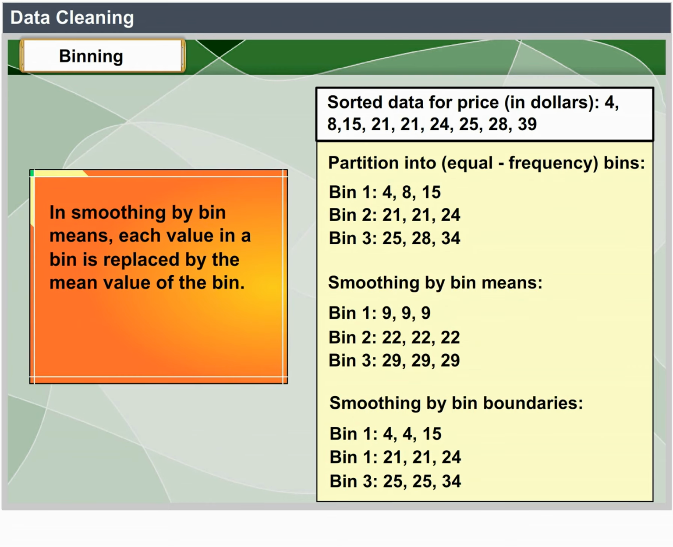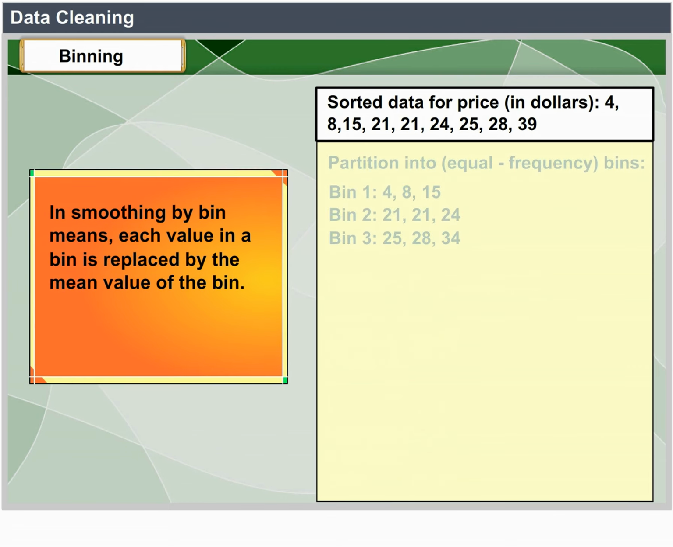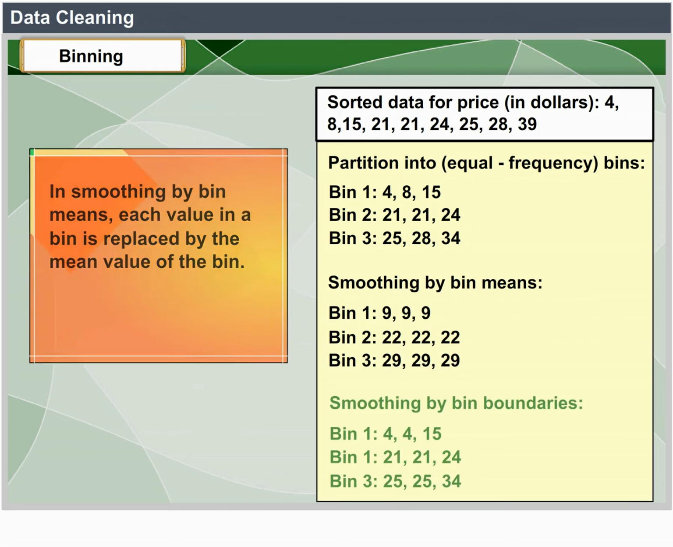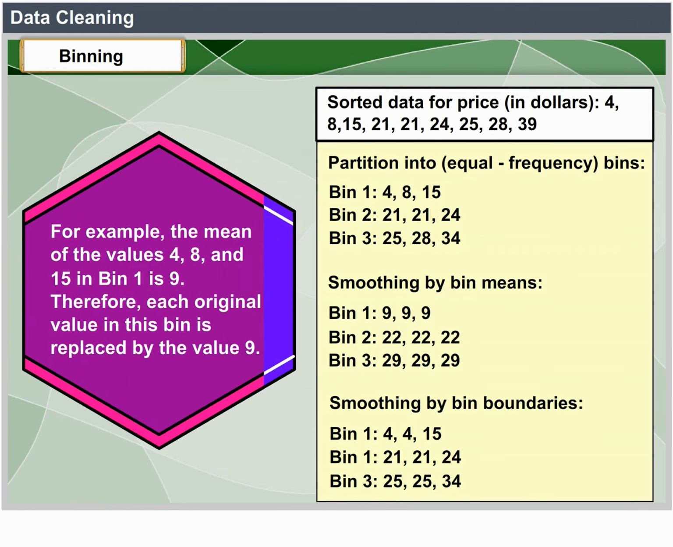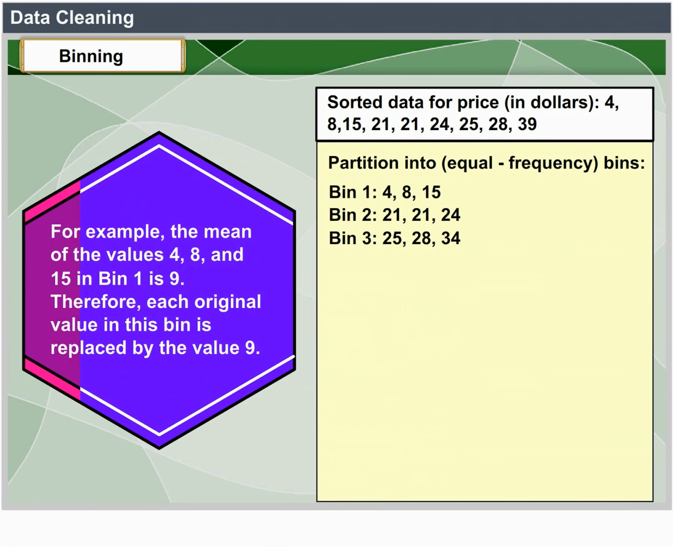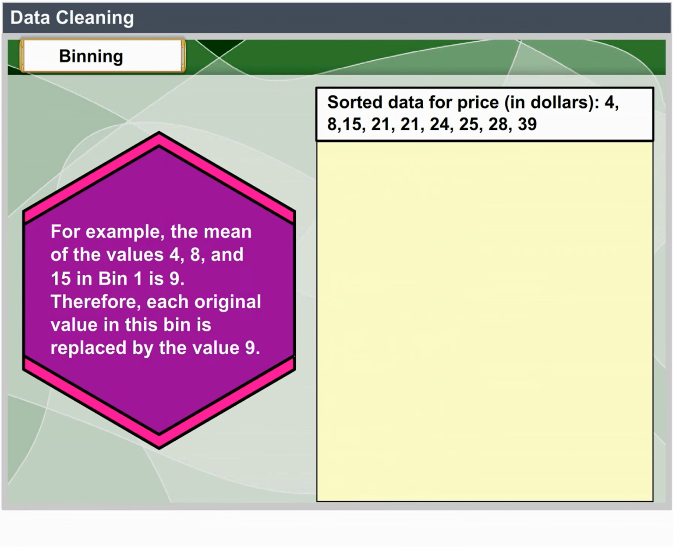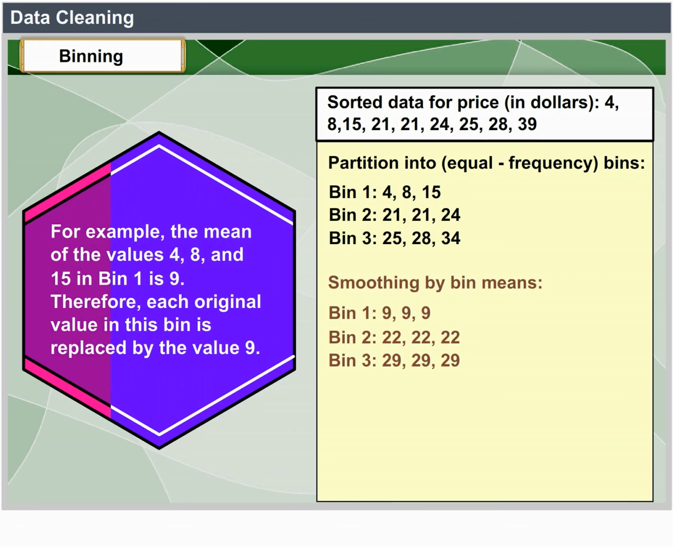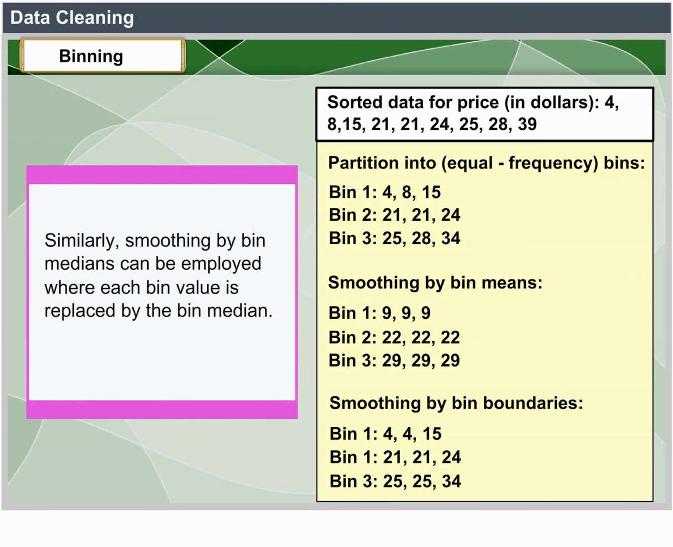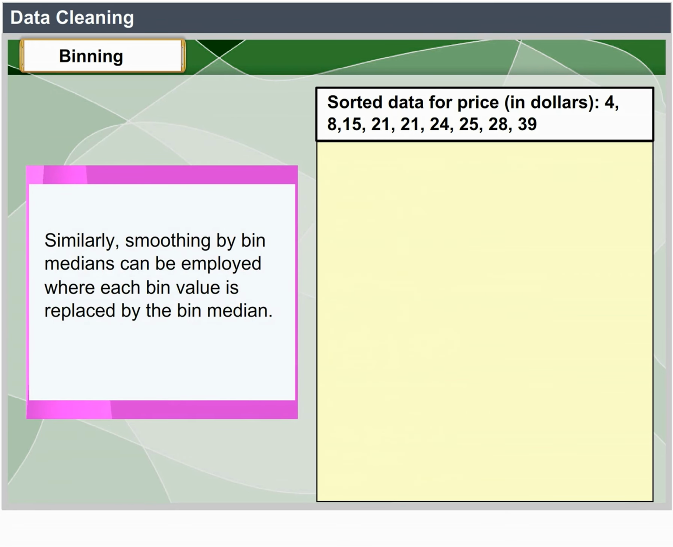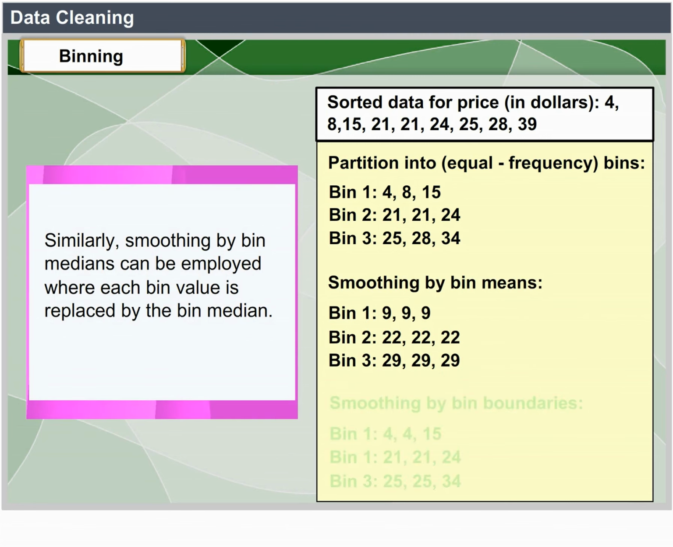In smoothing by bin means, each value in a bin is replaced by the mean value of the bin. For example, the mean of the values 4, 8, and 15 in bin 1 is 9. Therefore, each original value in this bin is replaced by the value 9. Similarly, smoothing by bin medians can be employed, in which each bin value is replaced by the bin median.